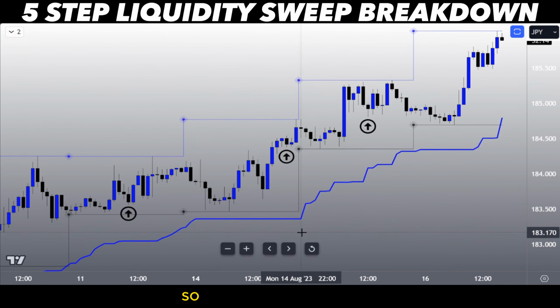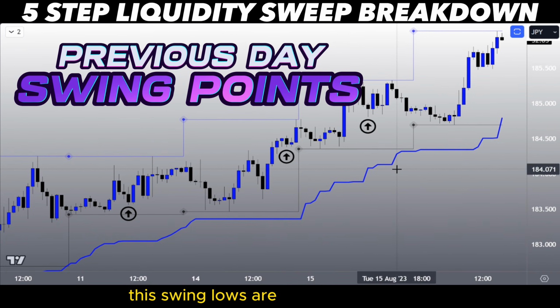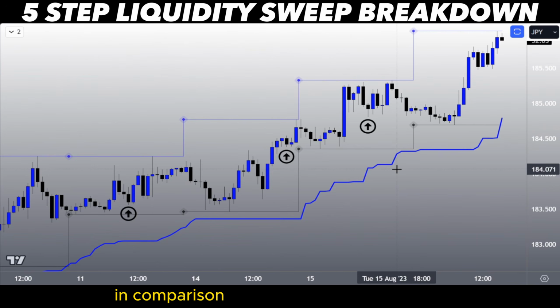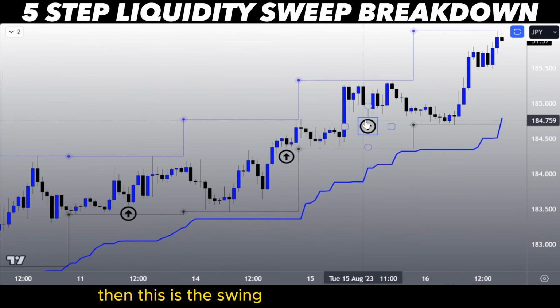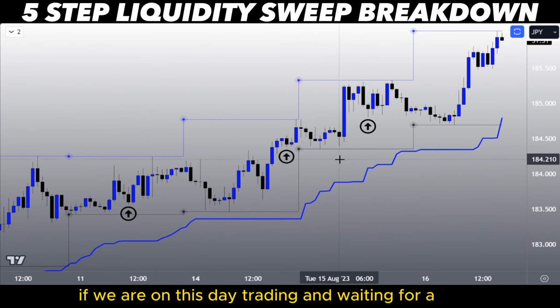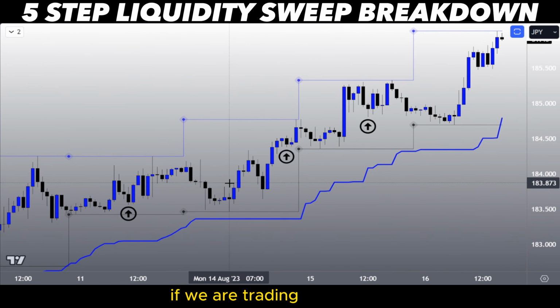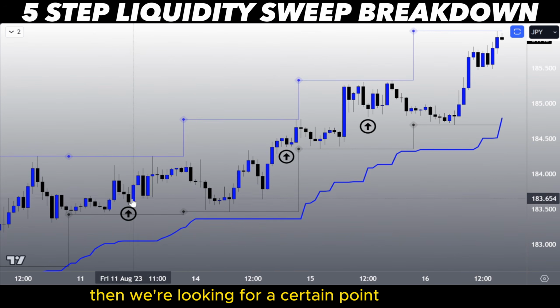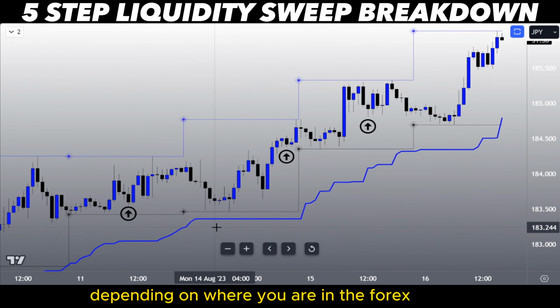Let's proceed. So what do we have here? We have 3 separate swing points. These are swing lows. These swing lows are in the previous day in comparison to where we are on the day. So if we are right here, then this is the swing point in the previous day. If we are on this day trading and waiting for a trade, then we'll look for a swing point in the previous day, which is here. If we are trading on this day, then we're looking for a swing point on this day. It's all relative depending on where you are in the Forex market.